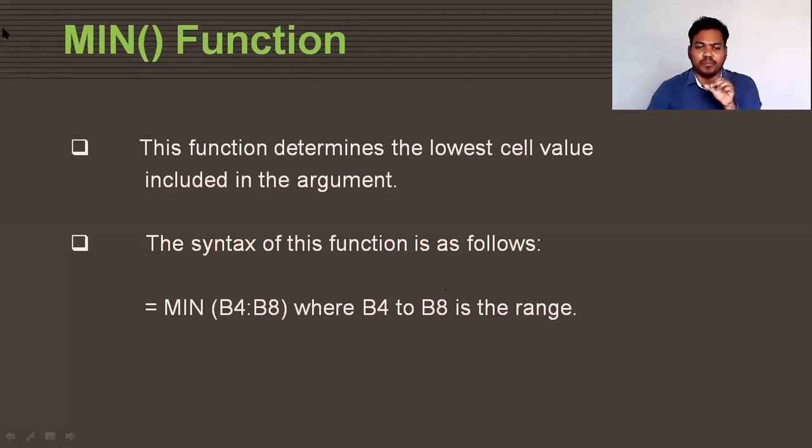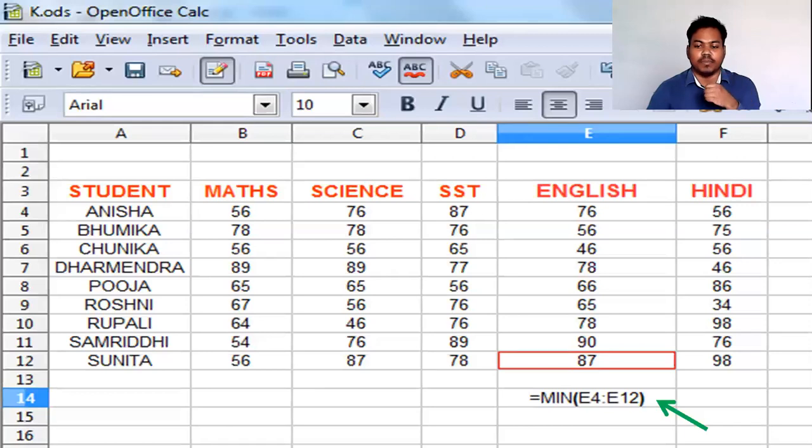MIN means the minimum function. This function determines the lowest cell value included in the argument. Same as the maximum, in this case my minimum value will be found. The syntax is the same: equal to MIN, and in the parentheses we mention the range. Let's take an example of English.